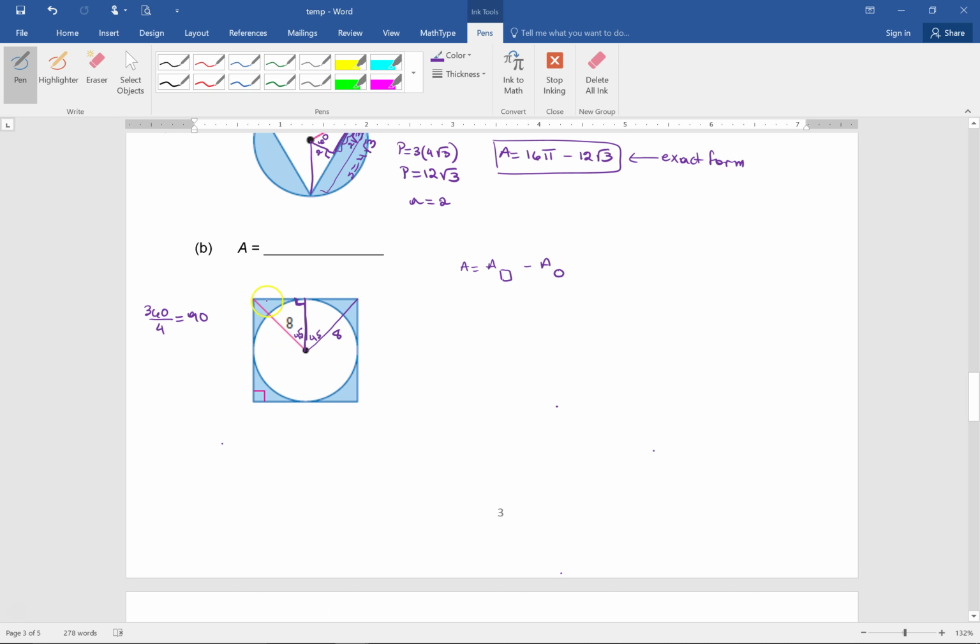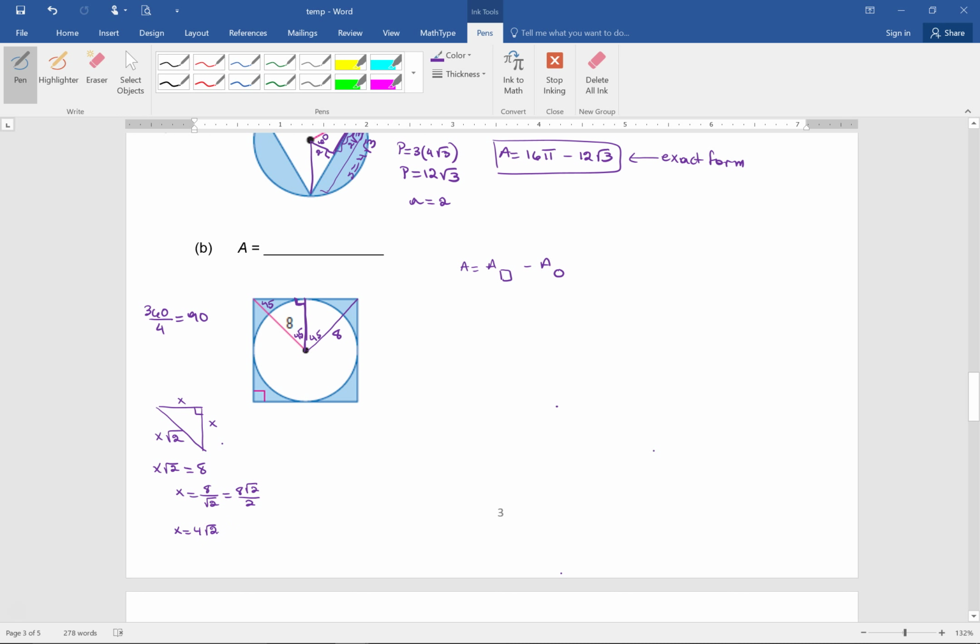Well, if that's 45, then this is 45. Okay? Now I have a 45, 45, 90, right? And this is x, x, x root 2. What's the length that I'm given here? Is it one of the legs or the hypotenuse? It's the hypotenuse. I'm given that my x root 2 is equal to 8. So my x is 8 over root 2, which is 8 root 2 over 2, which is 4 root 2.